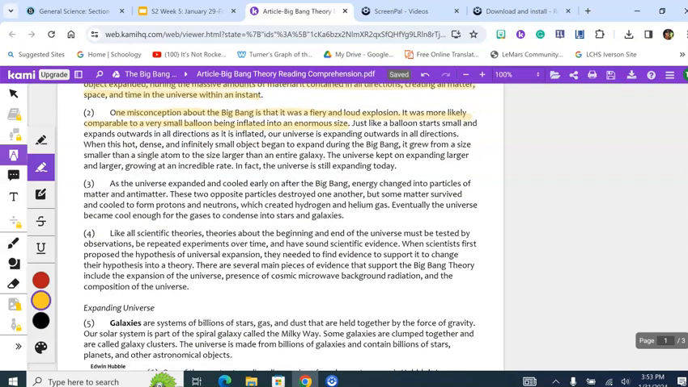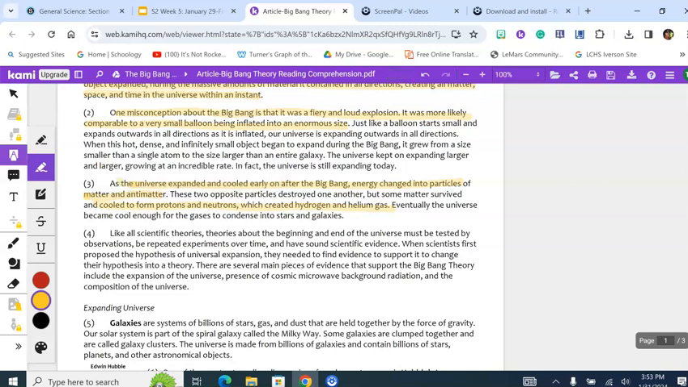Paragraph number 3. As the universe expanded and cooled early on after the Big Bang, energy changed into particles of matter and antimatter. Please highlight that sentence. These two opposite particles destroyed one another, but some matter survived and cooled to form protons and neutrons, which created hydrogen and helium gas. Also, highlight that. Eventually, the universe became cool enough for the gases to condense into stars and galaxies.